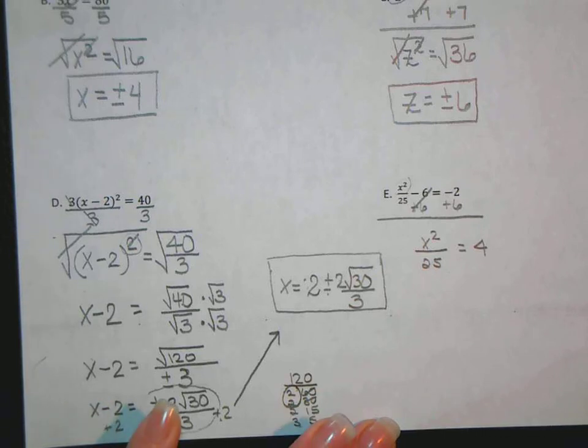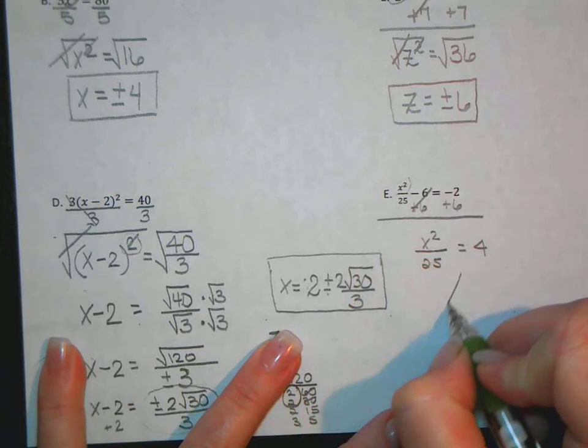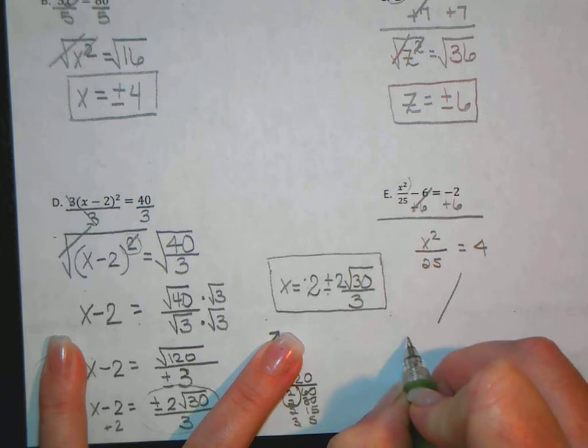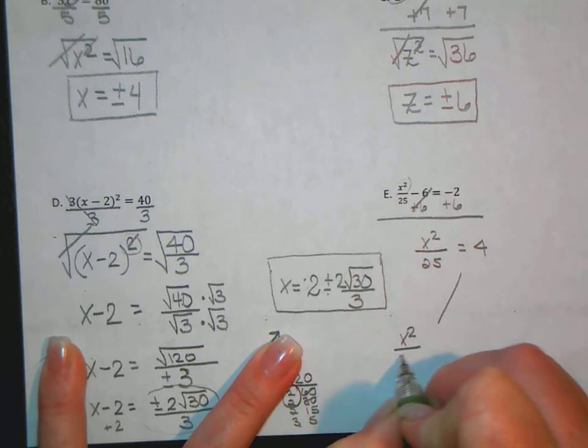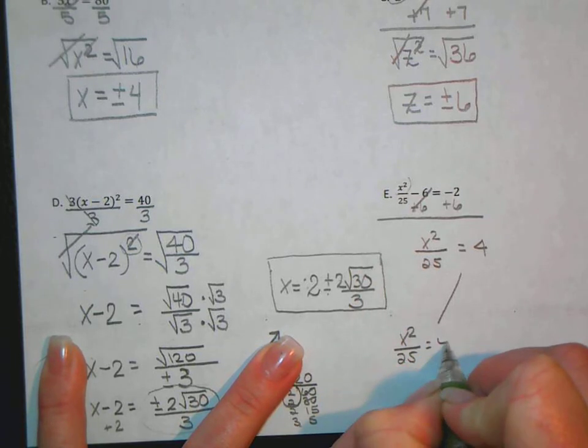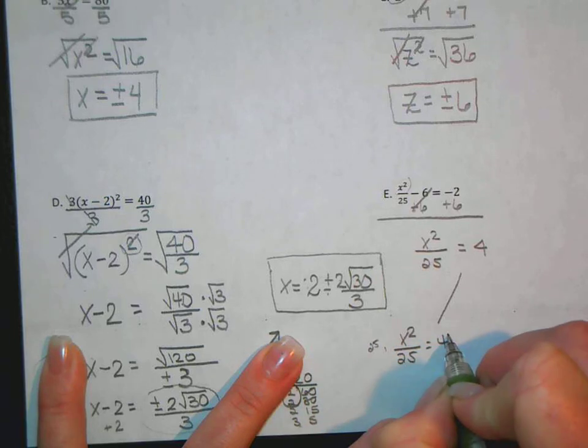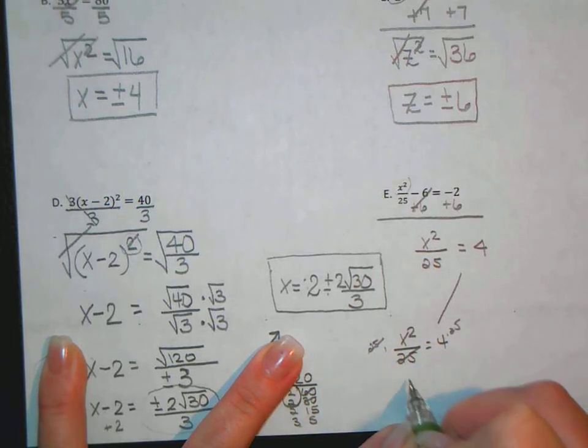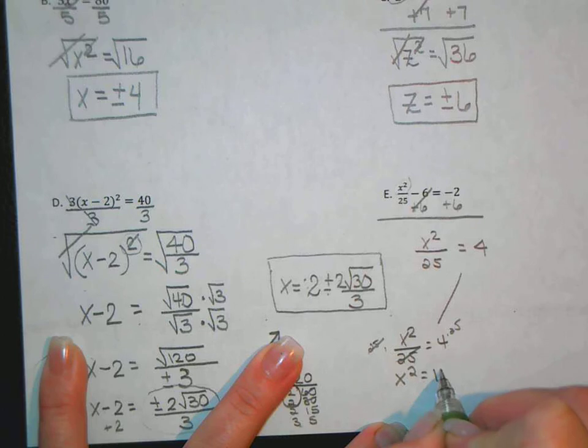All right. Now, there's actually 2 different ways that you could do this problem. You could go ahead and multiply by 25. Go ahead. It's not a problem. It's going to be really easy. So I'm going to actually split this problem into 2. The first way I'm going to do this problem is I'm going to multiply both sides by 25. And what that's going to give me is x squared equals 100.